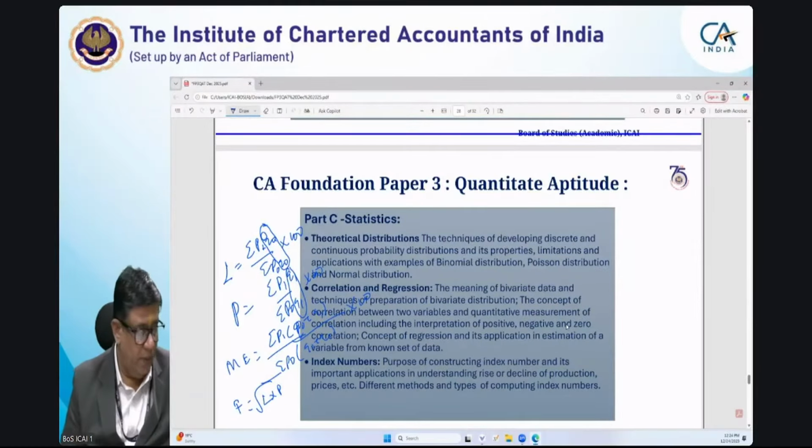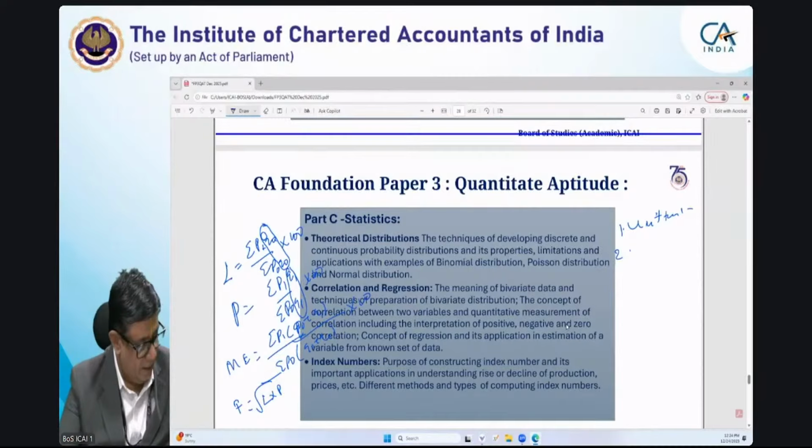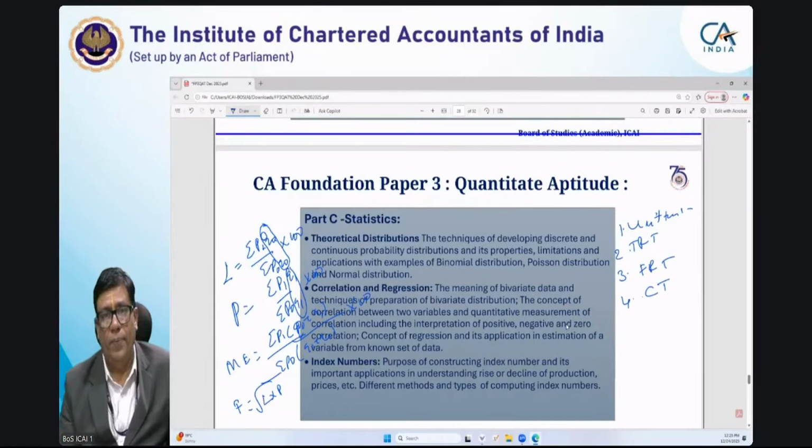Next, tests of adequacy, four kinds of tests of adequacy. This is very important from the examination point of view. One is the unit test. Second is the time reversal test, TRT. Third is the factor reversal test. Fourth is the circular test. These are the four kinds of tests of adequacy.